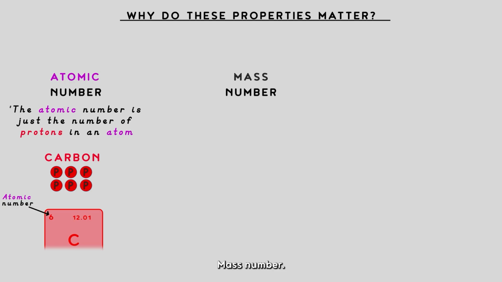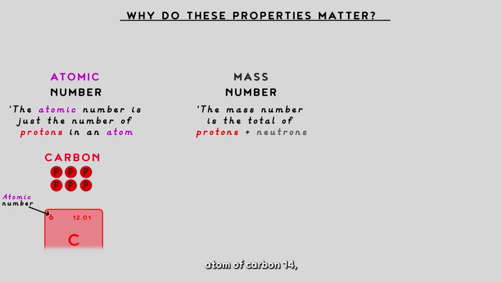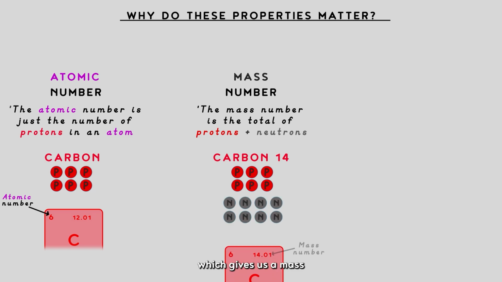Mass number: the mass number is the total of protons plus neutrons. So, if we look at an atom of carbon-14, it has 6 protons and 8 neutrons, which gives us a mass number of 14. It's like the weight class of the atom.